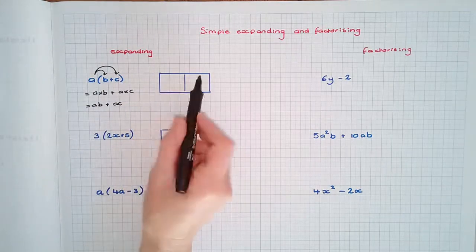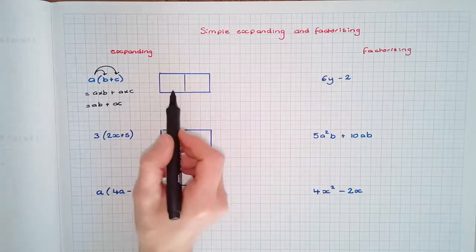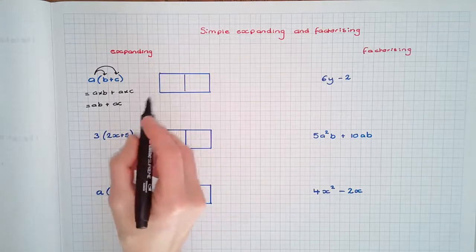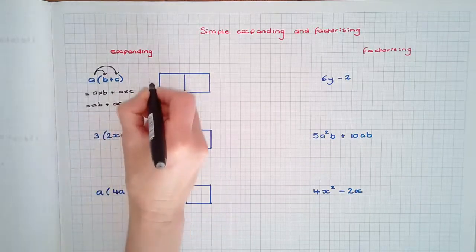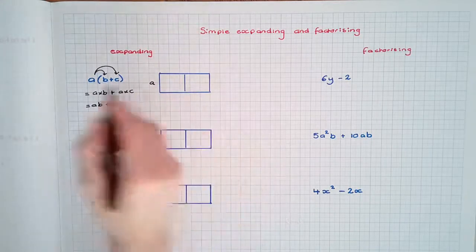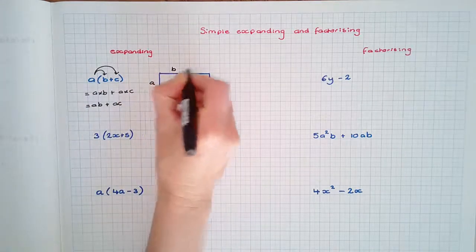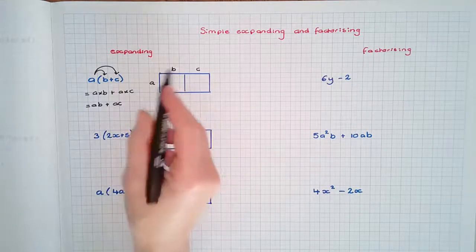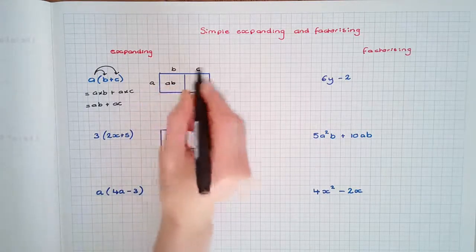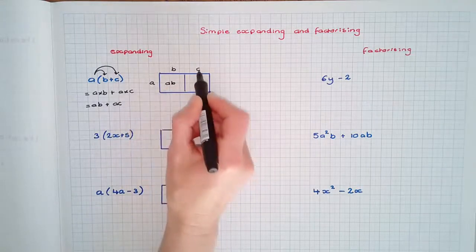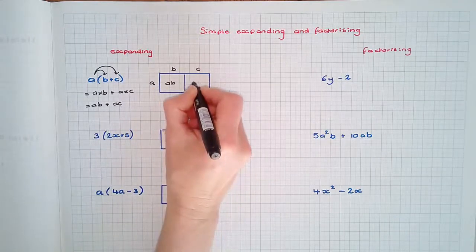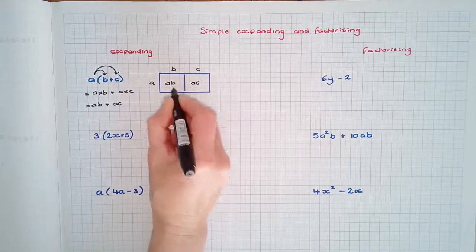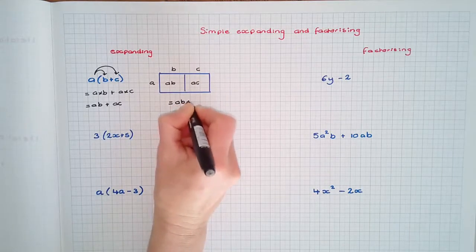We can also use boxes or the area model to help with expanding. Here we have A, one term outside the brackets, and B plus C. Thinking about what the area would be of the first box, A times B is AB, and the area of the second box, A times C, like length times width, AC. Adding these together, we have AB plus AC.